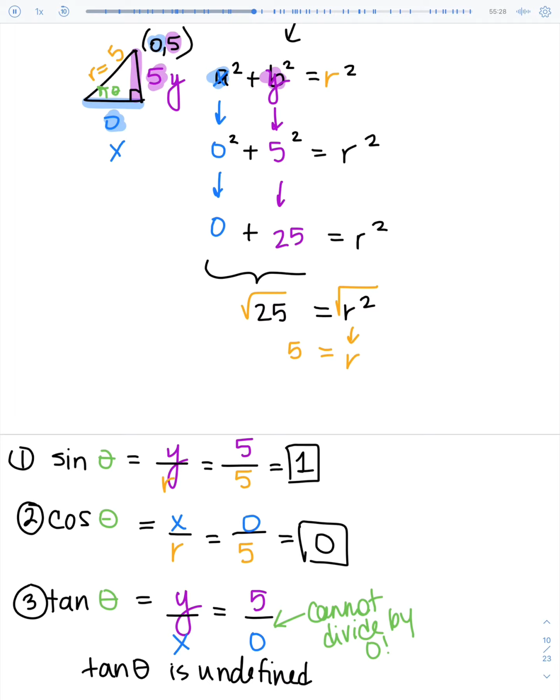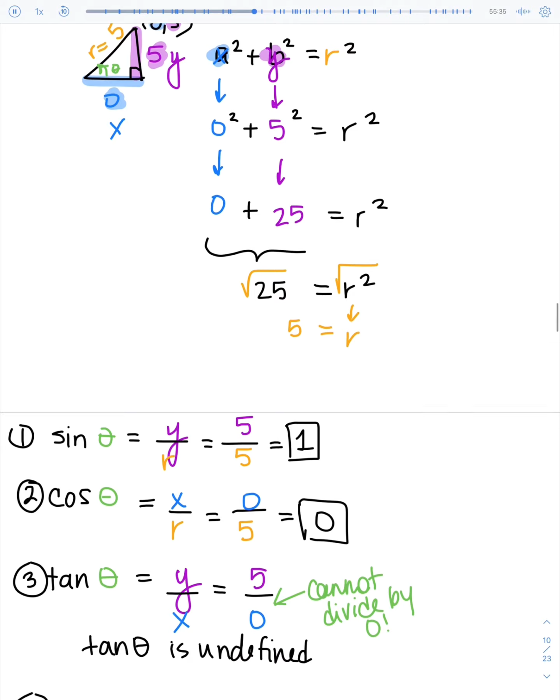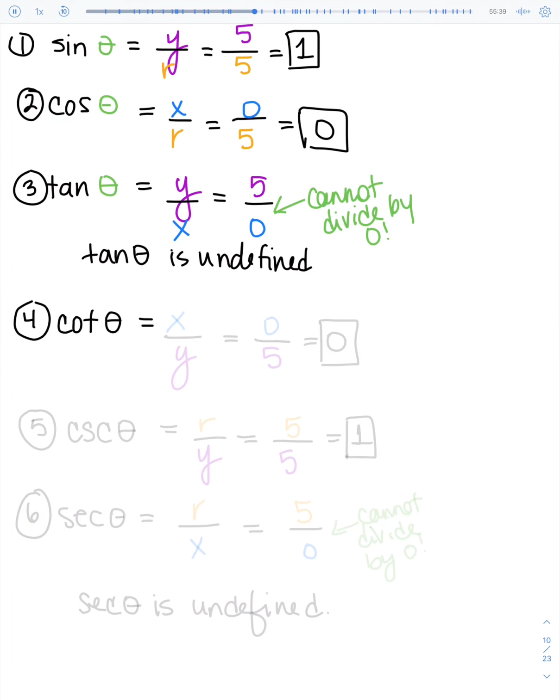Okay, so that's 3 out of 6 trig functions. Continuing along, let's work on cotangent next. Well, remember that cotangent is just going to be the reciprocal of tangent. So instead of y over x, it will become x over y, which means that we'll actually get 0 on top and 5 on the bottom. Be careful, that is not the same answer that we got for tangent. Remember, the reason we got undefined for tangent is because you can't divide by 0. However, 0 divided by anything is indeed 0. So you can actually find cotangent. It will be 0.